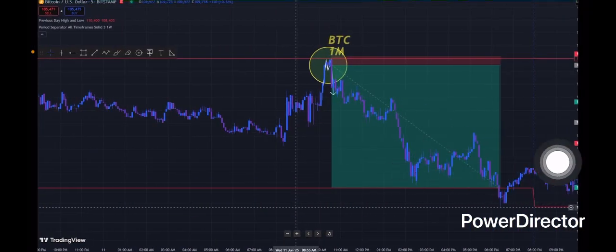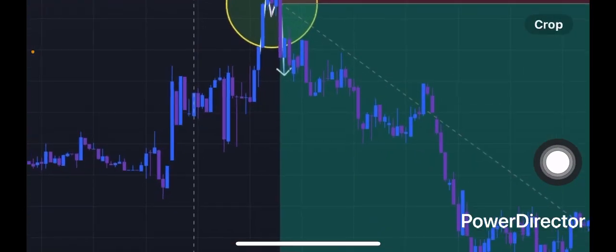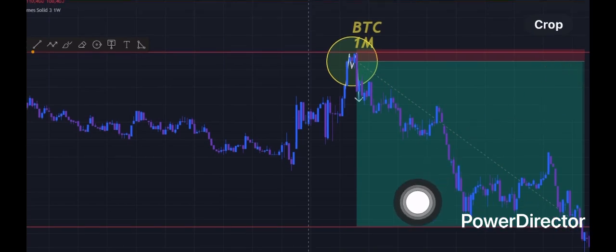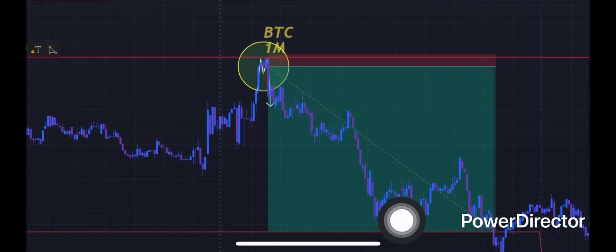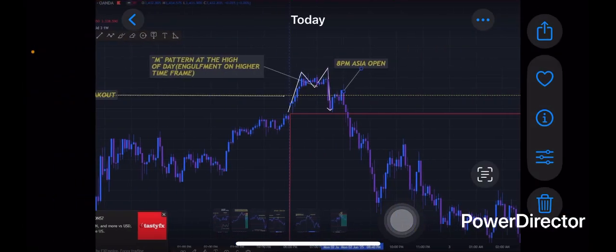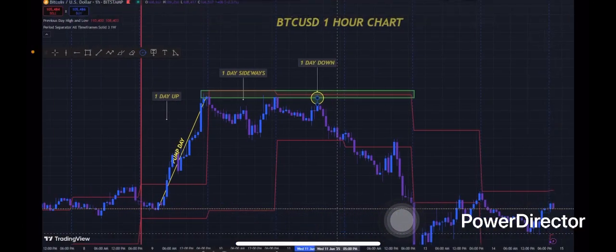which would be this. You can see we go right back up to that level and put in this M formation right here, okay? And we could enter in at this engulfment. Our stop loss goes just above these structural highs. We aim for the previous day's low, and we come back later and check on it, okay? These are the simplest types of trades that you are ever going to take, and you can really sit back and cherry pick the trades.